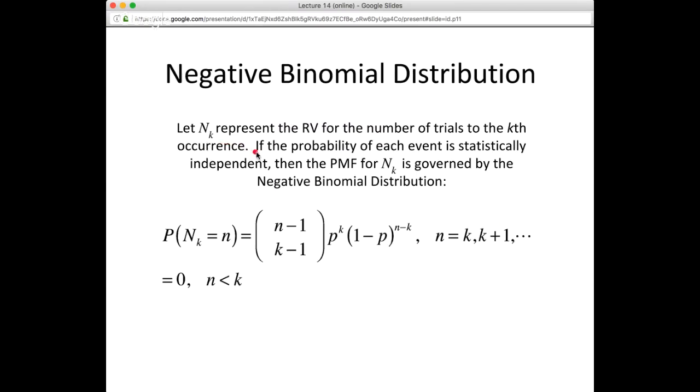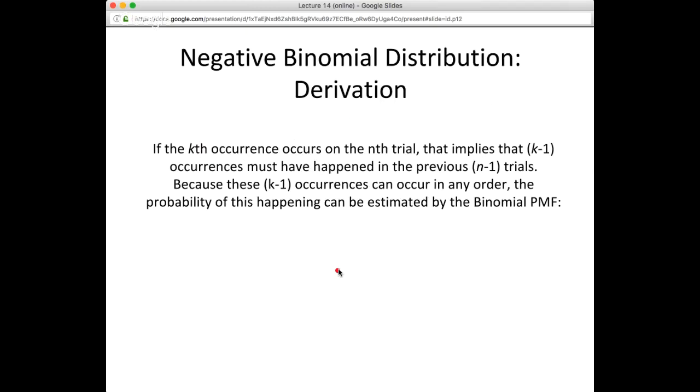If the probability of each event is statistically independent, then the PMF for this random variable is governed by what's called the negative binomial distribution, and that's shown here. Rather than talk about this distribution in detail here, I'm actually going to derive it for you. So let's figure out where that comes from. It's a very simple logic problem. If the kth occurrence occurs on the nth trial, which is what we're talking about for the negative binomial distribution, that necessarily implies that there were k-1 occurrences in the previous n-1 trials, right?